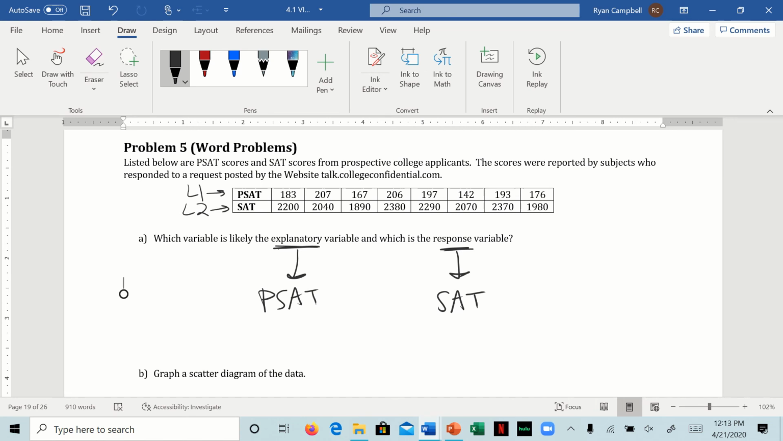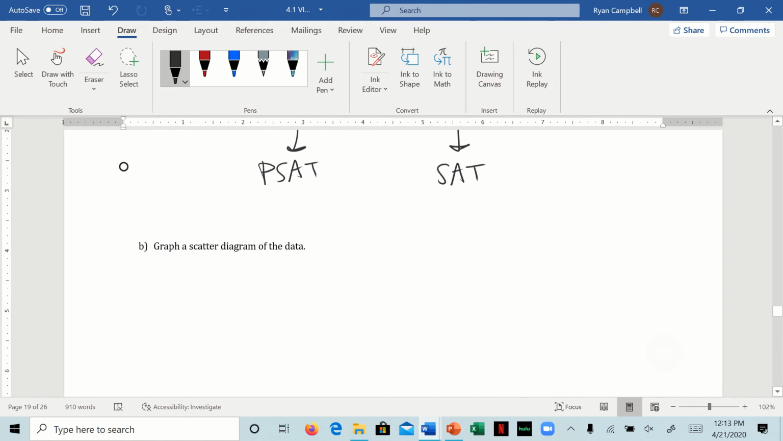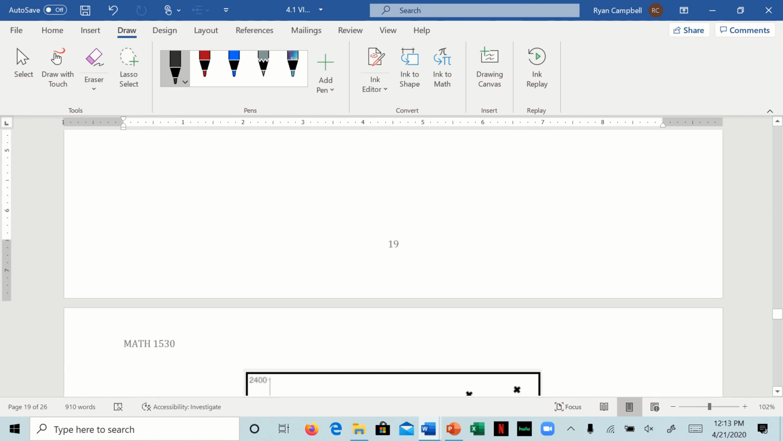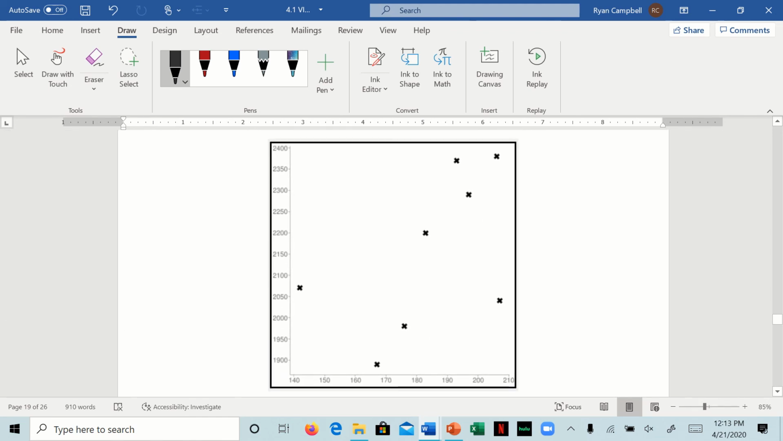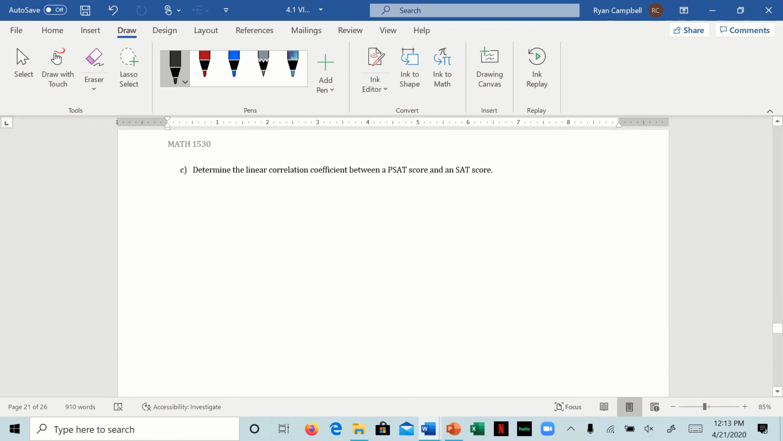So when you plug all those into your calculator, your scatter diagram, if you want to pause it before I show you, go for it. But this is what it should look like. So again, maybe positive, maybe it's all over the place. Let's see. So what is the linear correlation coefficient of this?